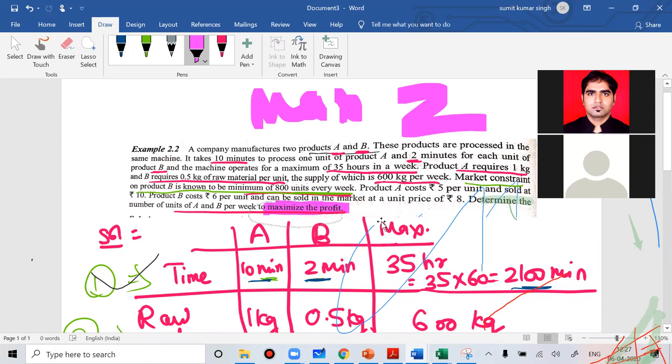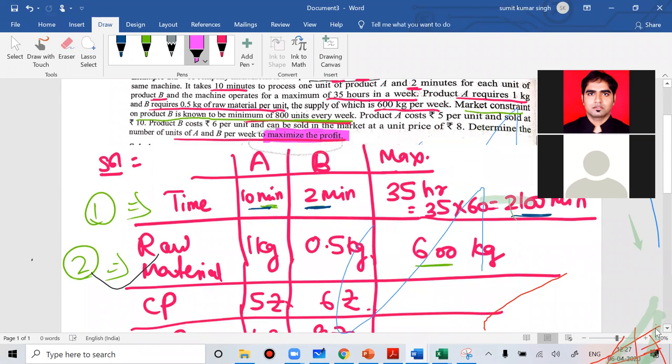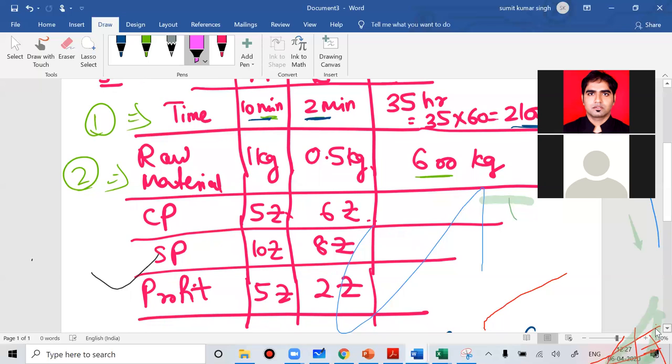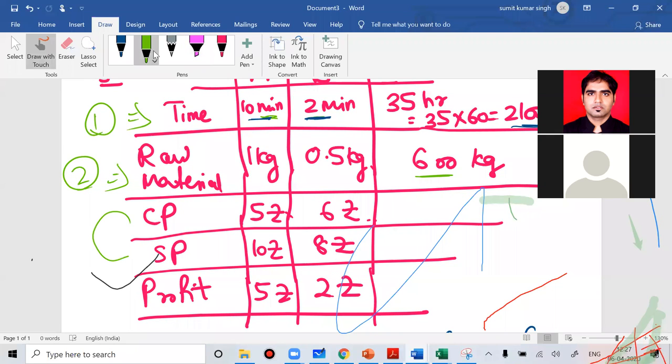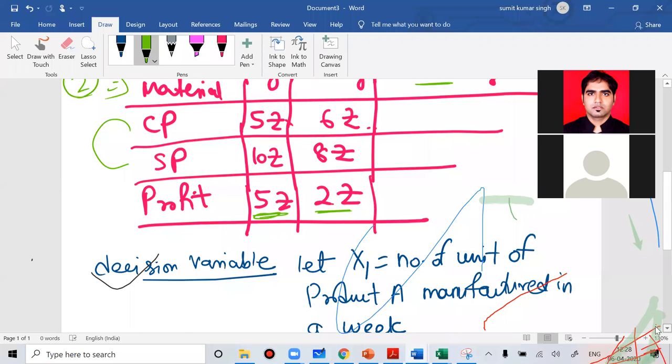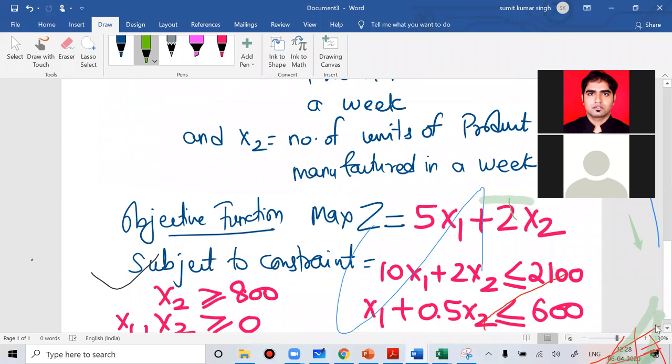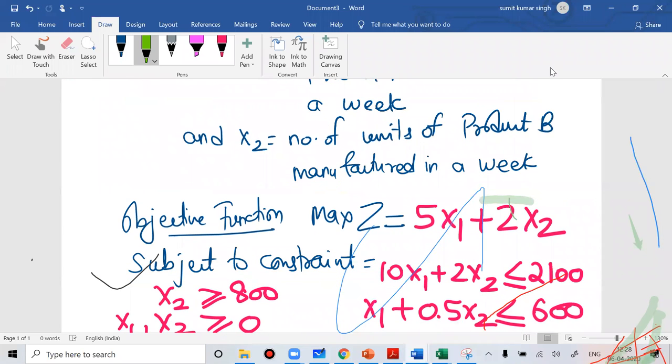They're talking about profit. So how do you get the profit? In this problem, I get the profit by subtracting the cost price from the selling price. So I get the profit on one unit of A and B. Then I want to maximize the profit in a week. So I'll manufacture x1 units of A and x2 units of B, and that way I'll maximize my profit.